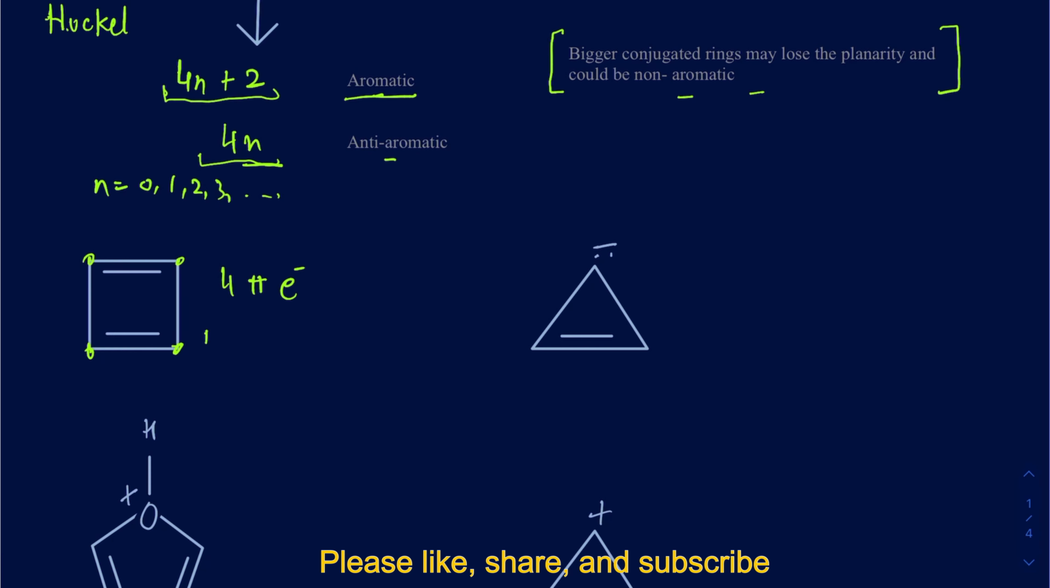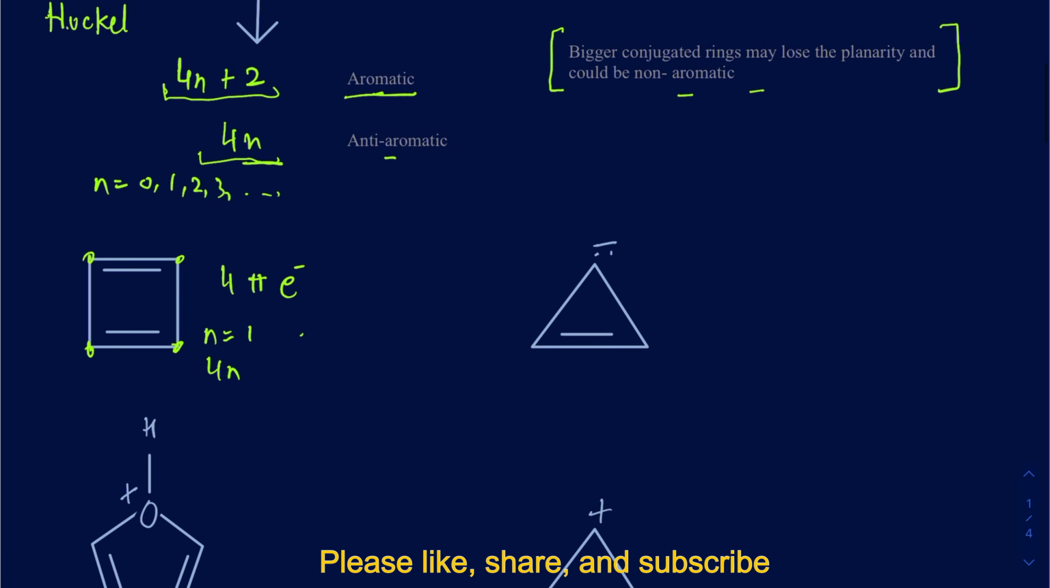So if I plug in n to be 1, for example, then 4n plus 2 will give you 6 pi electrons. But we don't really have 6 pi electrons, we have only 4 pi electrons. So that means this is actually going to fit the 4n formula. So that gives you this compound to be anti-aromatic.